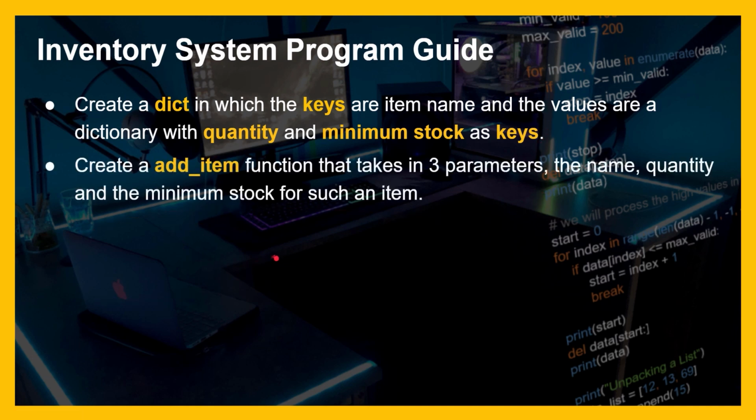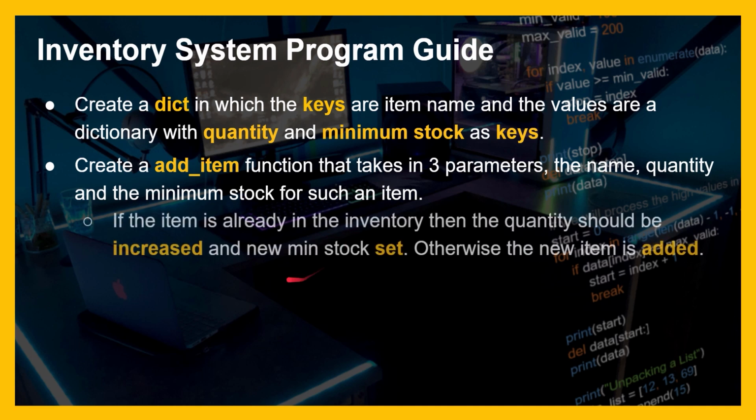Next, you'll need to create an add item function that takes in three parameters: the name, quantity, and the minimum stock for an item. Then you'll check if the item is already in the inventory, then the quantity should be increased and you'll need to set up a new minimum stock. Otherwise, the new item is added. So if the item is already in the inventory, you increase the quantity and you set a new minimum stock. Otherwise, a new item is simply added.